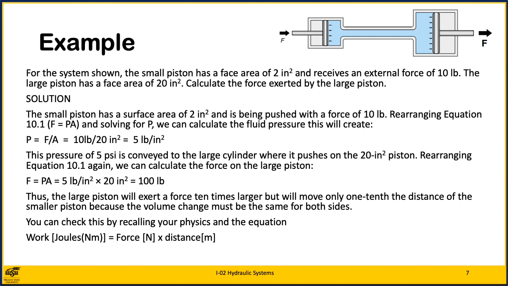Thus, the large piston will exert a force 10 times larger, but will move only 1/10 of the distance of the smaller piston because the volume change must be the same for both sides. You can check this by recalling your physics and the equation. Work, normally measured in joules or Newton meters, is equal to force in newtons times distance in meters.